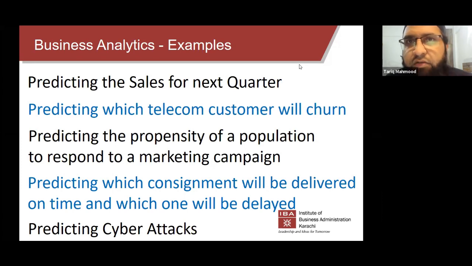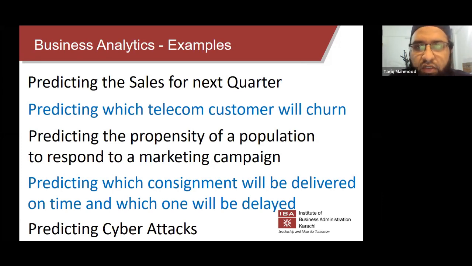They can actually predict which consignments are going to be delayed, and you can also predict why the delay is happening. So you can learn from your data to understand why the delay is happening, and you can predict that this thing is going to get delayed by maybe 5 hours or 2 days, etc. You can predict cyber attacks.